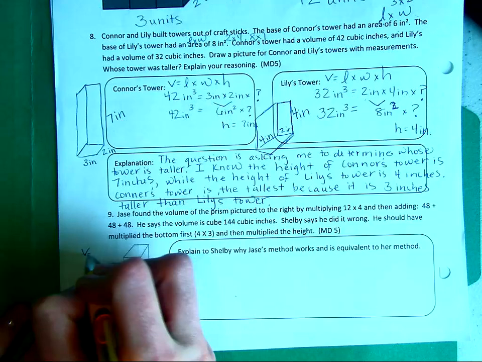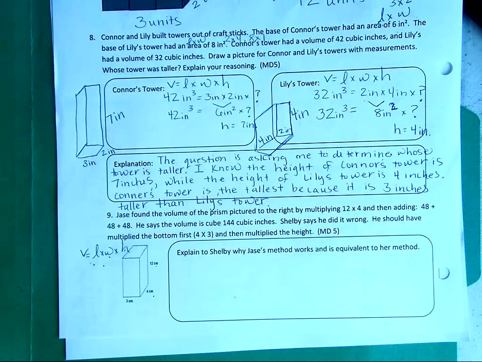But that's okay because we know, based on the commutative property of multiplication, that the order you multiply in won't change your answer. For example, if you say 2 times 3, you get 6. And if you say 3 times 2, you still get 6. So because of the commutative property of multiplication, Jace can multiply the height and the width first and then the length. He could do the width and length and then height. So you can multiply in any order of these numbers. I just typically start with length times width first and then do the height.